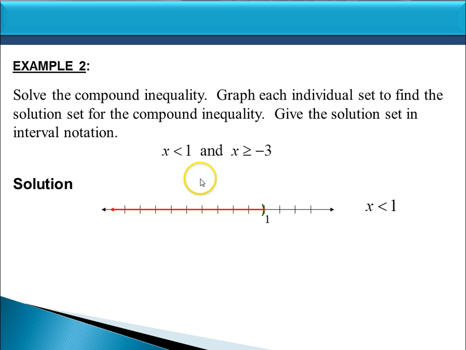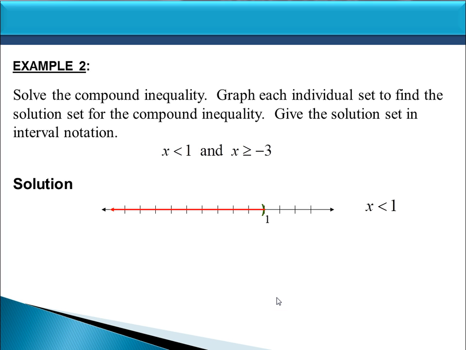So if we look at the first inequality, x is less than 1, recall that to graph that, we're going to have a parenthesis at 1 since we're not including that number. And we want to include all the numbers that are less than 1, so we have an arrow pointing to the left. So that's the graph of the first inequality.